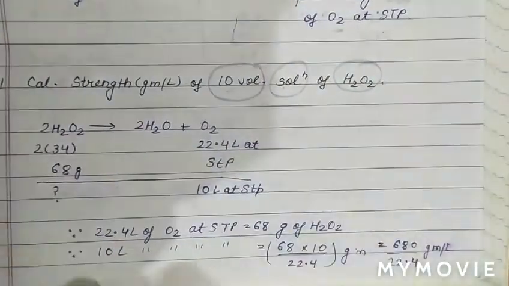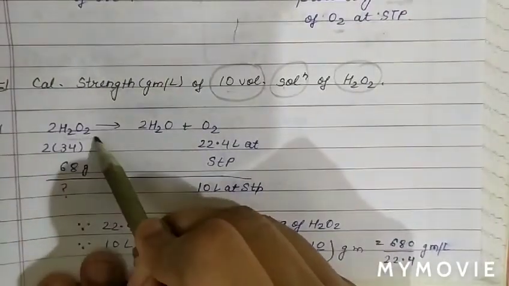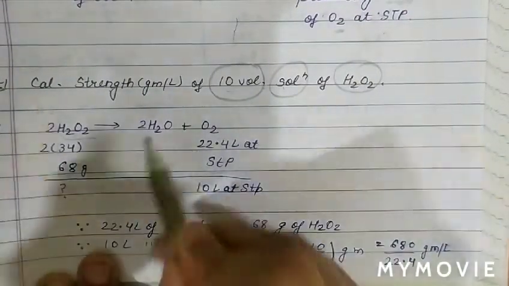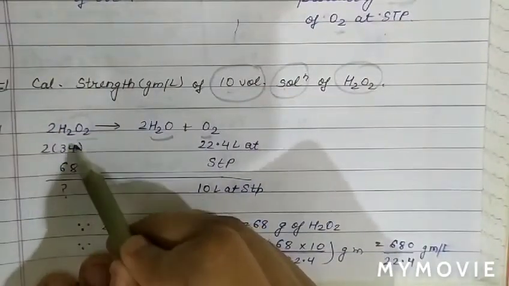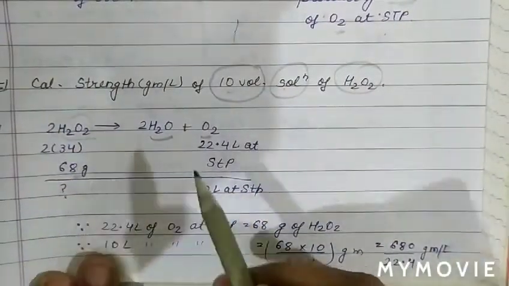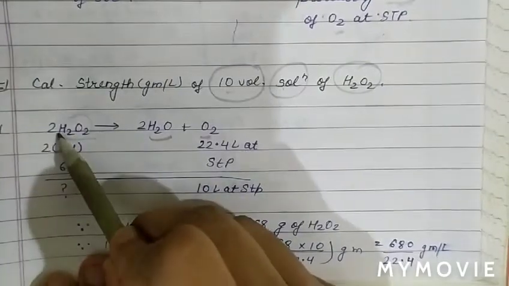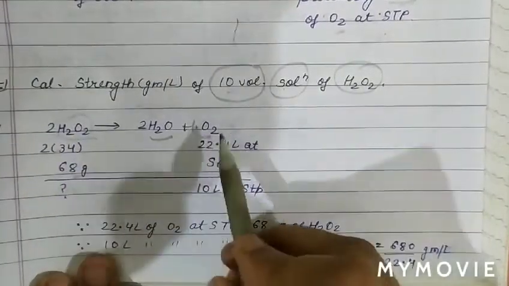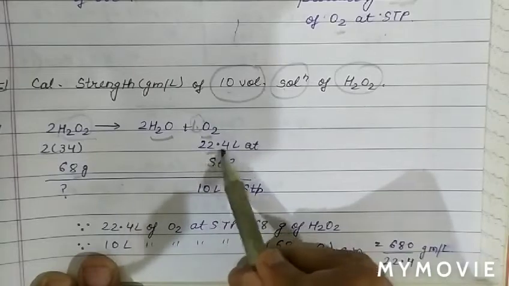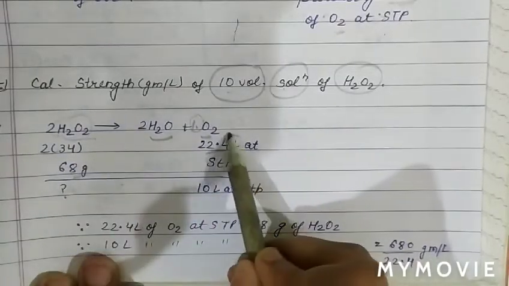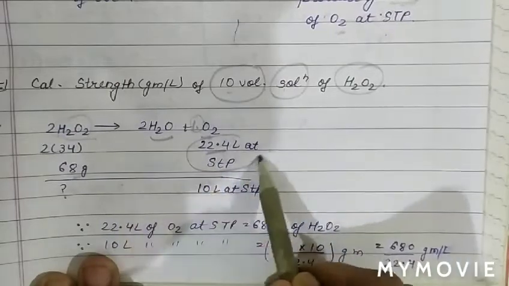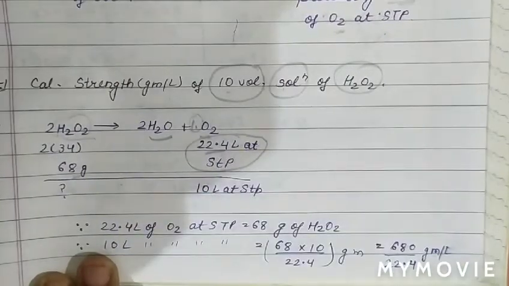See, according to the reaction we know H2O2 on decomposition produces H2O and O2. The molecular mass of H2O2 is 34, so 2 moles is 68 grams. For 1 mole of gas we know the volume is 22.4 liter. So 68 gram of H2O2 produces 22.4 liter of oxygen at STP.